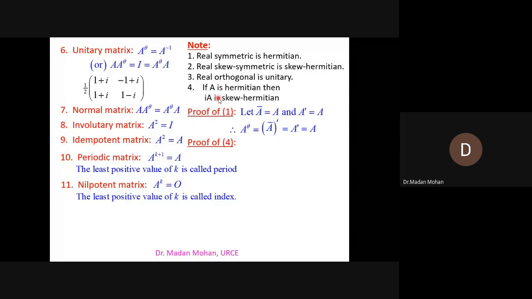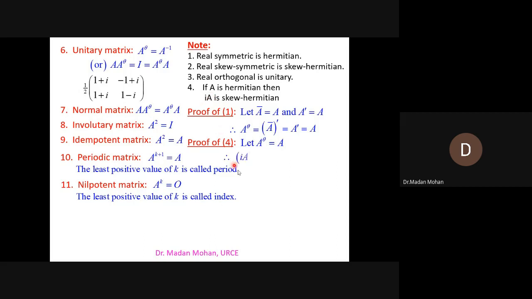If A is Hermitian, what is my equation? When you say a matrix is Hermitian, A power theta equals A. I am taking a Hermitian matrix. I have to show iA, meaning each entry of A multiplied with i.